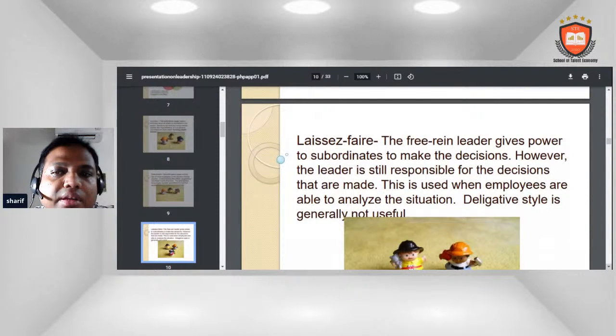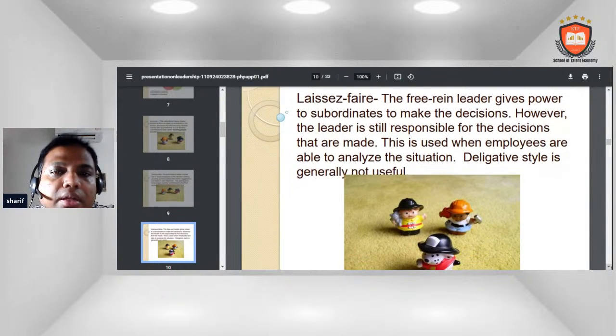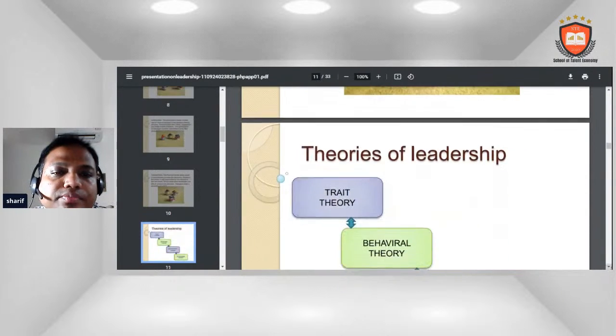Laissez-faire. The free-reign leaders give power to subordinates to make the decisions. However, the leader is still responsible for the decisions that are made. This is used when employees are able to analyze the situation. Delegative style is generally not useful.